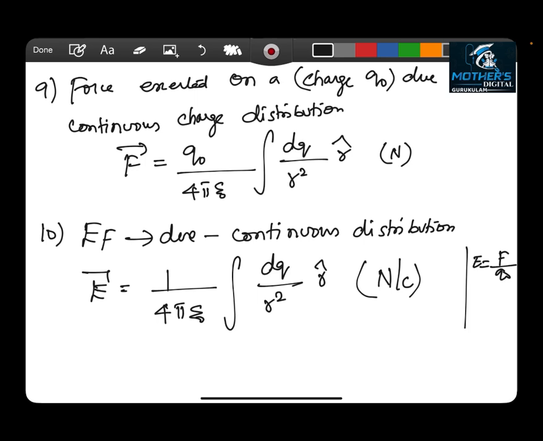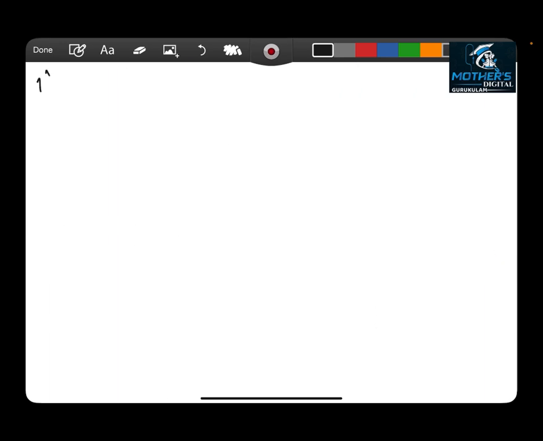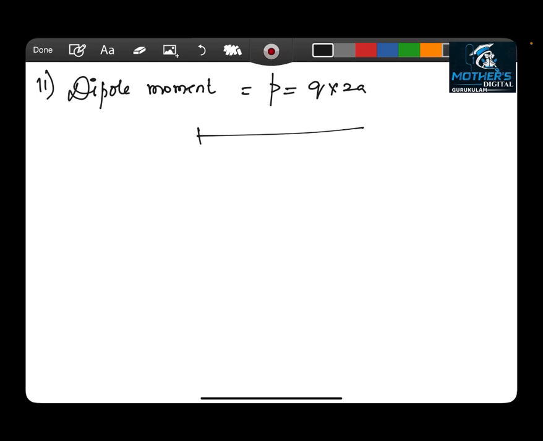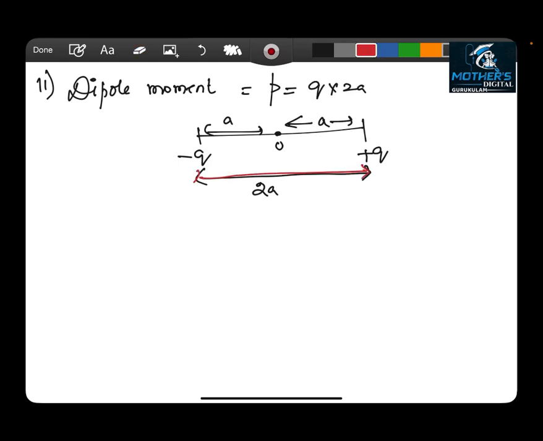Now we'll move on to the dipole related formulas. Your dipole moment, so P equal to Q into 2A. Remember children, the dipole is minus Q and plus Q. From the origin, here you have to measure it as A, and here you have to measure it as A. So the distance between the two charges will be 2A. So always remember the distance between the dipole charges is represented as 2A. Okay, so Q into 2A.